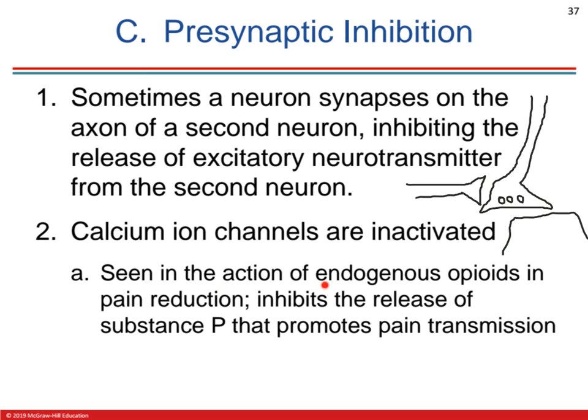So it turns out there are endogenous opioids that reduce pain through this mechanism. So that's very interesting. You can also see the inhibition of release of substance P, which is involved in the promotion of pain transmission. So these are some interesting ways in which presynaptic inhibition can occur and can affect neural transmission. Okay, we'll end there on this slide.